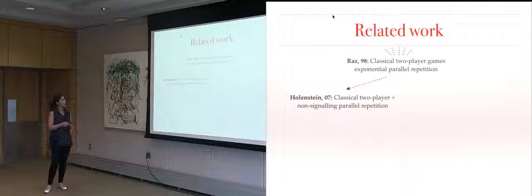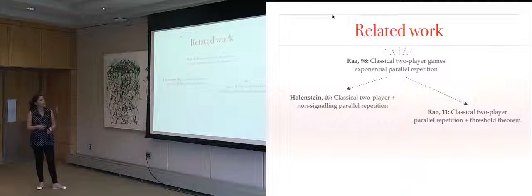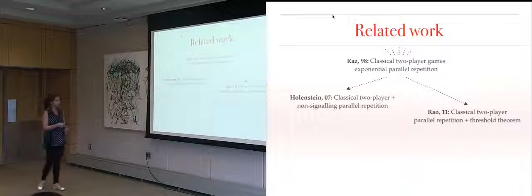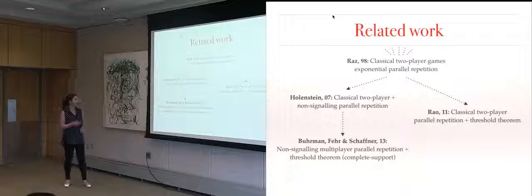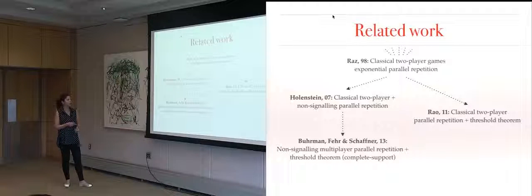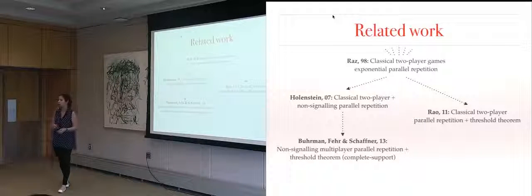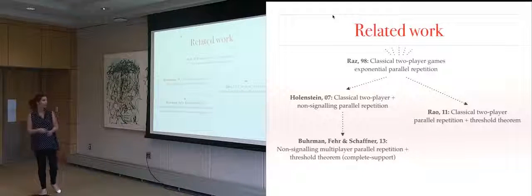Holenstein, for example, took the same proof technique and extended it also to the non-signaling case, to two-player non-signaling games. Later on, Rao also simplified it a little bit in the classical case and added also the classical threshold theorem. Again, same proof technique. And recently, Bavarian et al. again took the same proof as Holenstein, but extended it to multiplayer non-signaling games, plus the threshold theorem. This holds only for complete support games. This is something that we have as well. I will address it in the end.